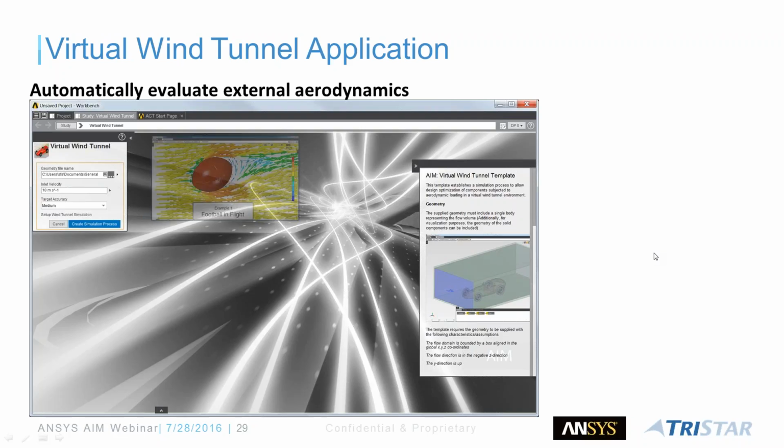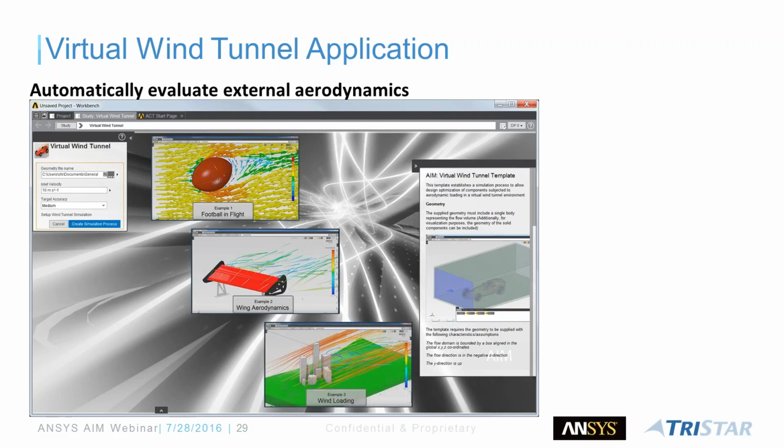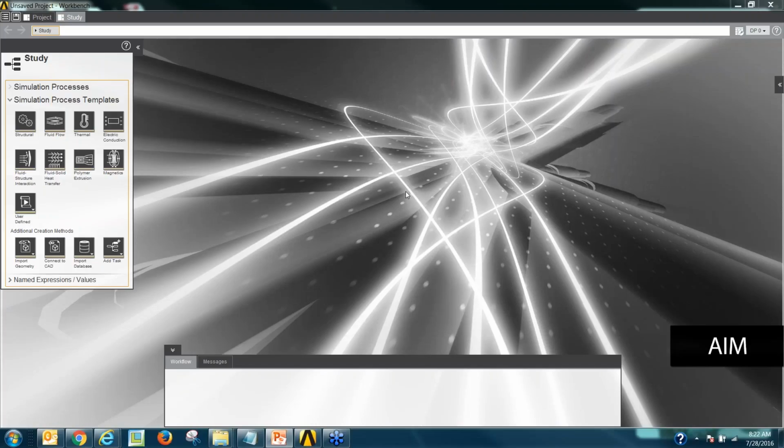That's how far you're able to customize this. So here's an example of a virtual wind tunnel. You can see the football in flight, an airfoil section, or wind loading on skyscrapers in the downtown area, for example. So all these are actually available. I'll show them briefly in a demo in a little bit, but you could try it out. It's in the ANSYS ACT application store. So with that said, let me switch to ANSYS.